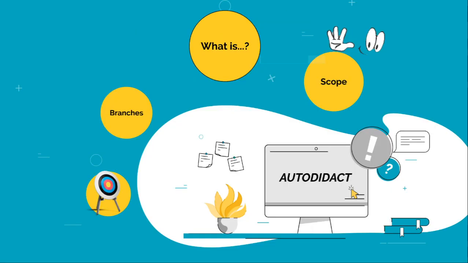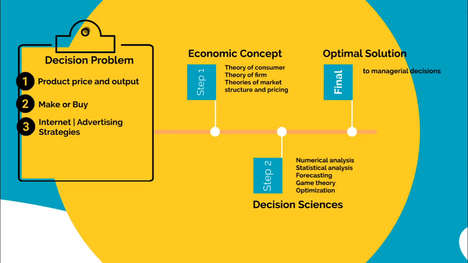Okay, and the last part we are going to discuss is the scope of economics. I will tell you in which areas economics can be applied. So to begin with the outline, we have several decision problems in business. We have to decide for price. What will be the price of our product?